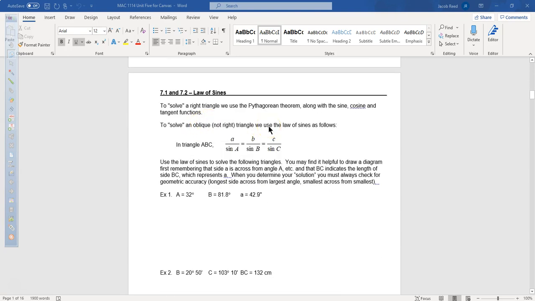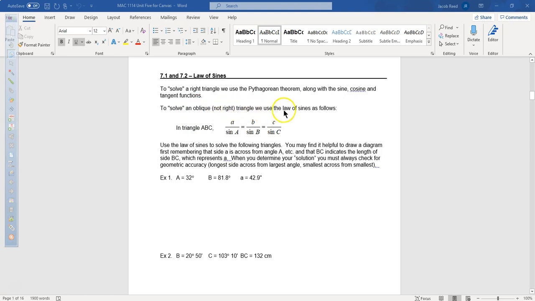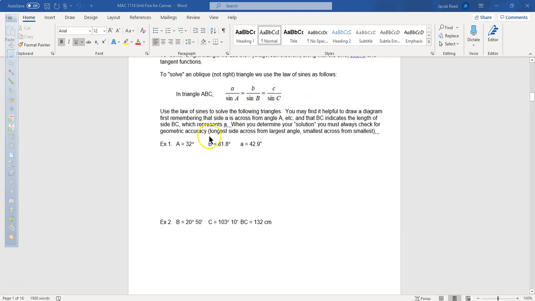So 7.1, 7.2, we're talking about law of sines. To solve right triangles, we use Pythagorean theorem along with sine, cosine, tangent. To solve oblique triangles, which are not right triangles, we use law of sines: side measure over sine of angle, and each one of these is equivalent. So side A over sine of angle A, and so on and so forth.